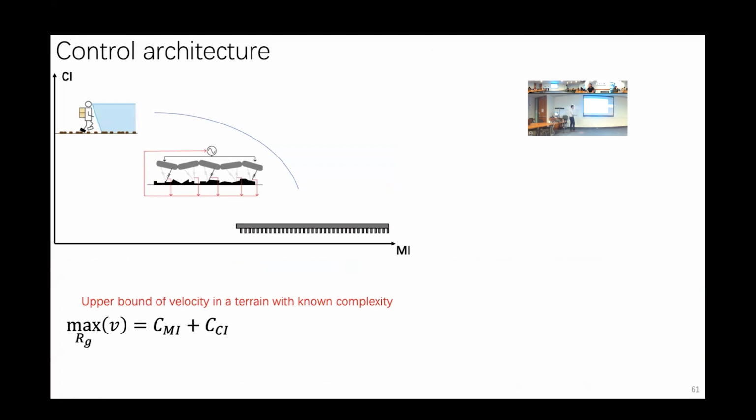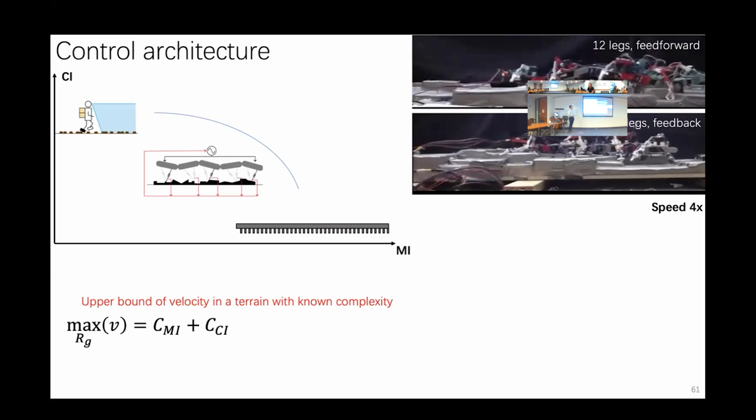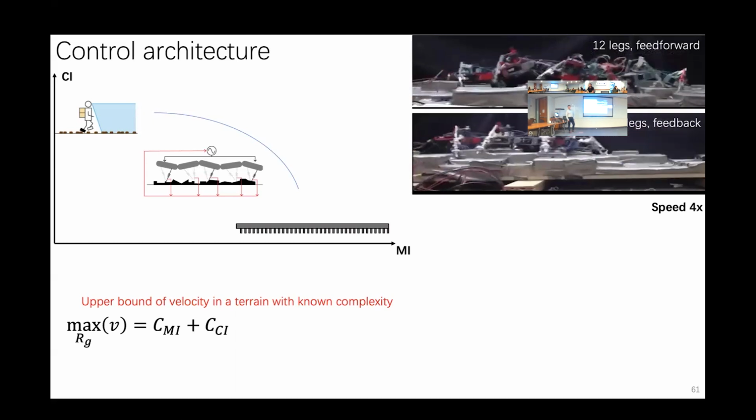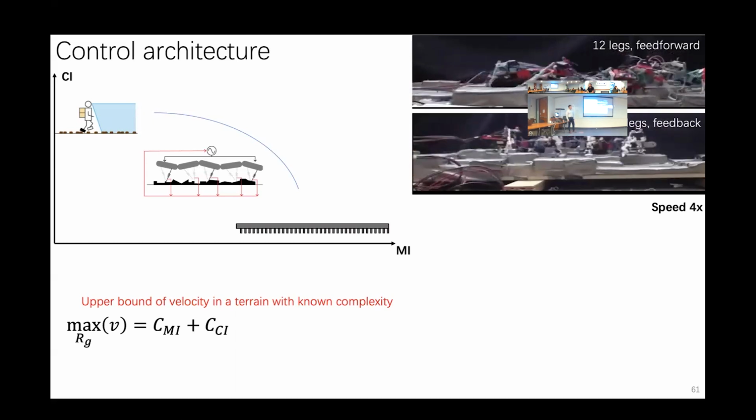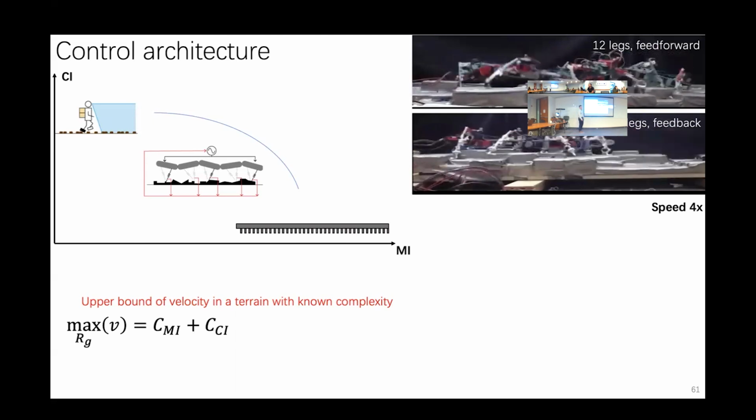And this upper bound is very similar to the entropy in signal transmission. And we did some preliminary work to quantify those relationships. We have a 12-leg robot, feed forward without any feedbacks, that has a similar level of performance to an 8-leg robot with some feedbacks.